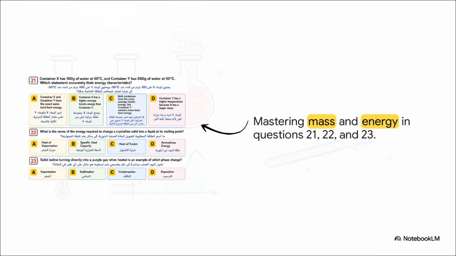For question 22, the energy required to melt a crystalline solid is, just like we defined a minute ago, the heat of fusion, which is answer C. And question 23, solid iodine turning directly into a purple gas? Yep, that's our textbook definition of sublimation, answer B.